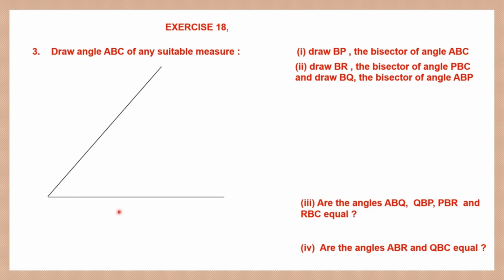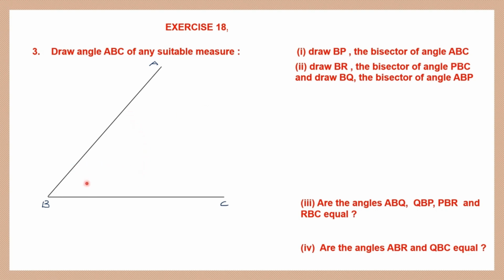So now we have an angle here. Let's name it ABC. So we have A, B and C. Now let's follow all the instructions. Question 1 is draw BP, the bisector of angle ABC. That means we're going to bisect this angle.